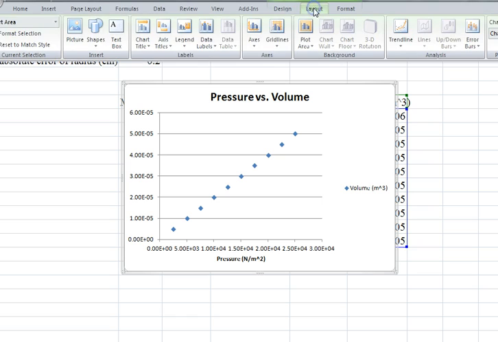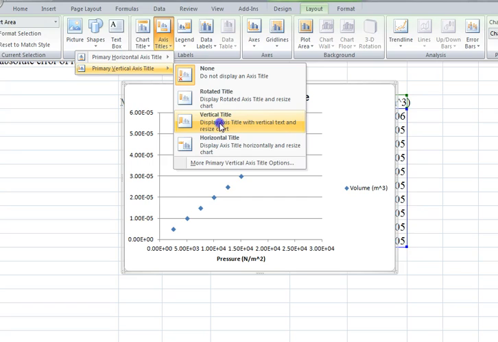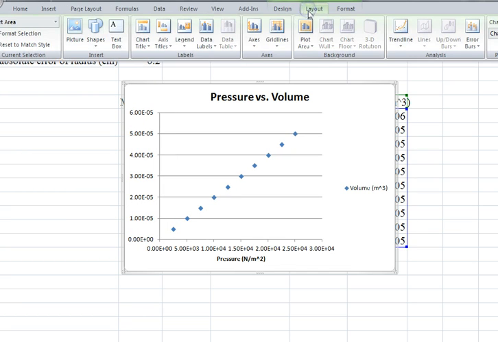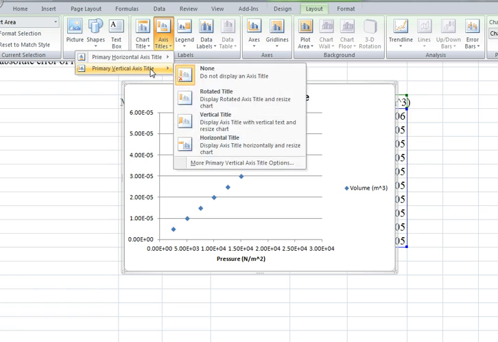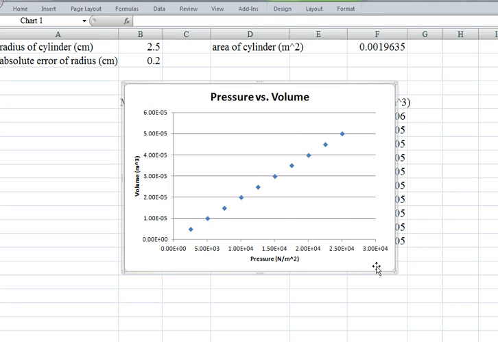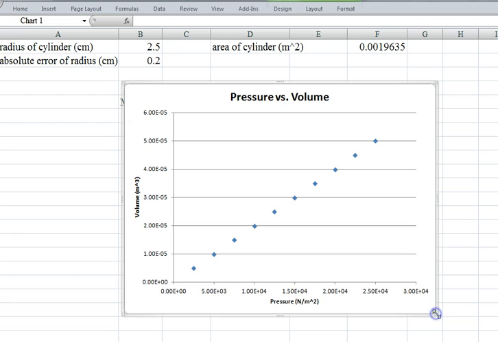Likewise, we can do the same thing. If I go back to layout, go to axis, and do a vertical title. No, I don't want that. Let's undo that. And let's do it rotated. And now I think what we should put in here is volume in meters cubed. Okay, now this guy right here we can just get rid of. We don't really need it, and there we go.